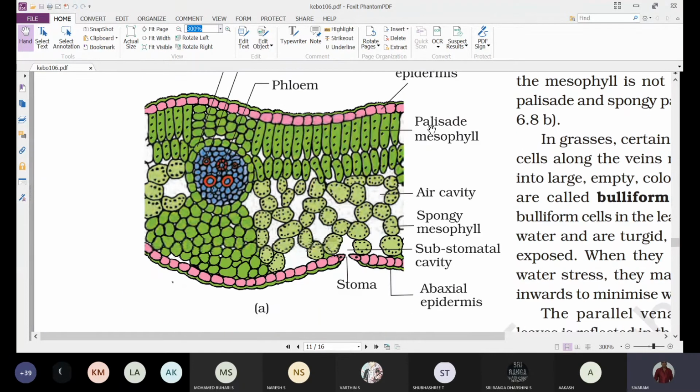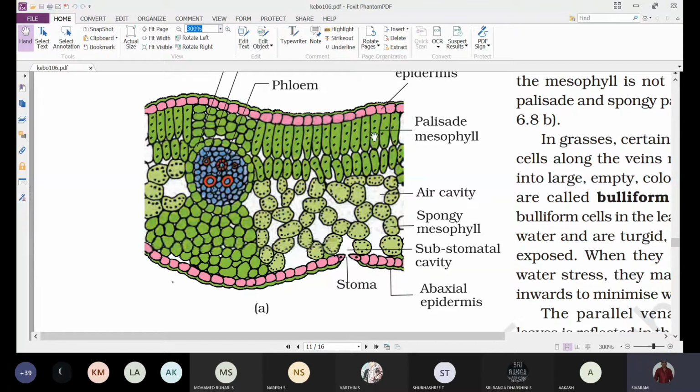So here we can see this pink layer, which is nothing but the epidermis. We'll find an epidermal layer on the upper side called the upper epidermis, and we can also find an epidermal layer towards the lower side of the leaf, called the lower epidermis. That is the adaxial surface and abaxial surface. And we can see a thin coating over the epidermis, which we call the cuticle, on both sides, adaxial surface and abaxial surface.